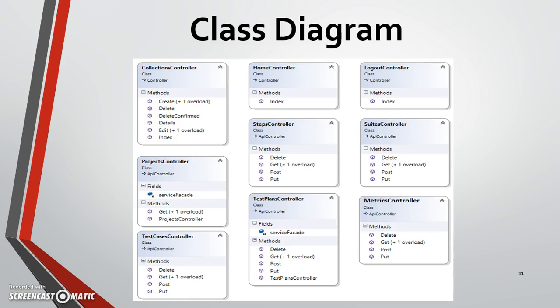This is our main class diagram. We have a collections controller, metrics controller, suites controller. These, as you can see, are the API. So whenever you need to request data using RESTful services, you use the methods delete, get, post, and put in order to exchange information between the applications and return it back from the server to the one single web application that we developed.